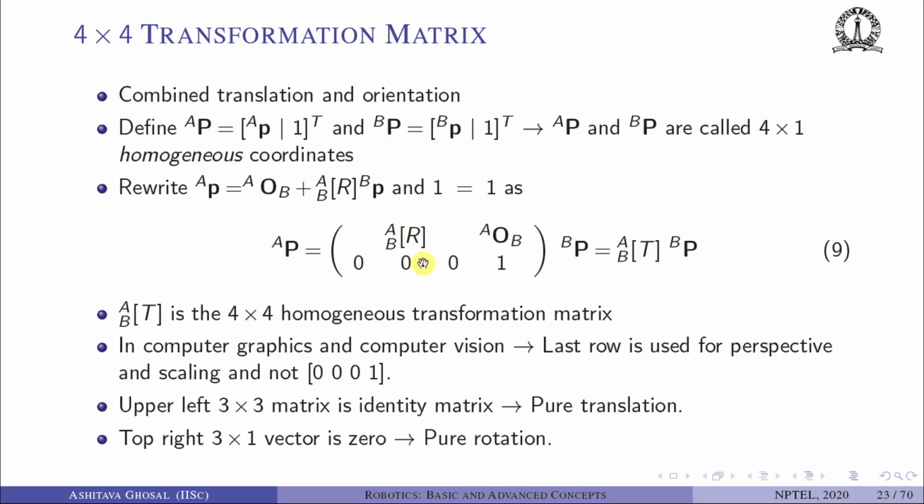So in robotics, the top 3 by 3 ABR is the rotation matrix, AOB is the translation. If the top 3 by 3 submatrix is identity, then we have pure translation. If AOB is 0 and we have something here, then it is pure rotation. So this transformation matrix contains pure translation, pure rotation, and by suitable modification of the last row can also be shown to contain the effect of perspective and scaling.